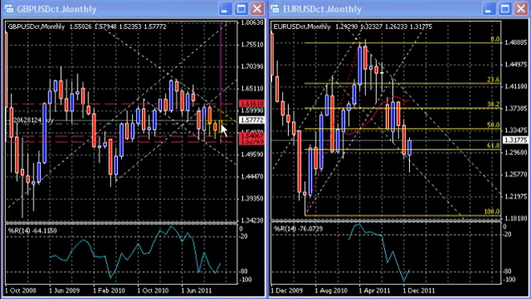So a possible right shoulder formation is being made before the actual downward movement would continue.